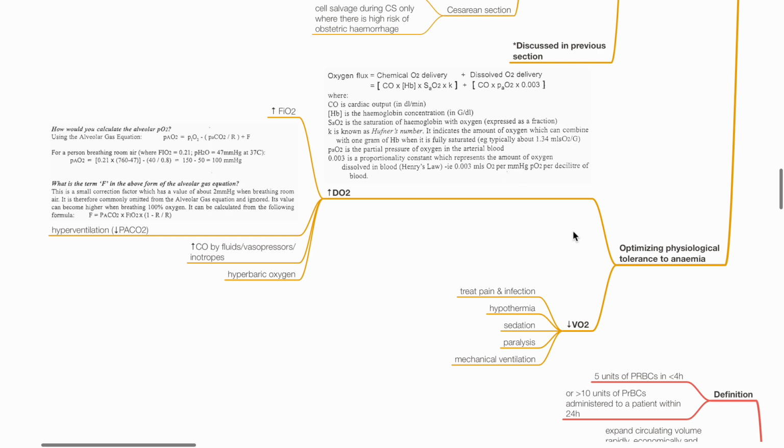Strategies to optimize physiological tolerance to anemia include increasing delivery of oxygen and reducing oxygen consumption. DO2 can be increased by increasing FiO2, hyperventilation, increasing cardiac output, and hyperbaric oxygen. VO2 can be decreased by treating pain and infection, avoiding sympathetic activation, avoiding hypothermia, sedation, paralysis, and mechanical ventilation.